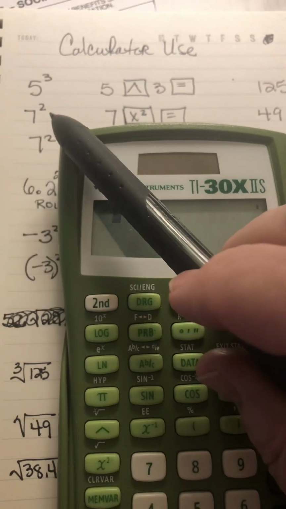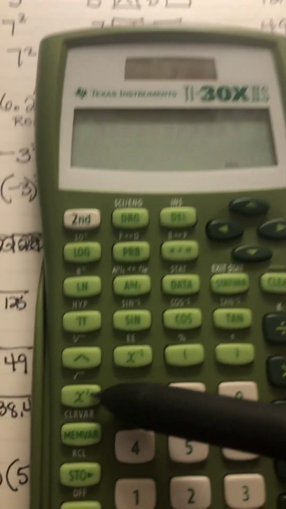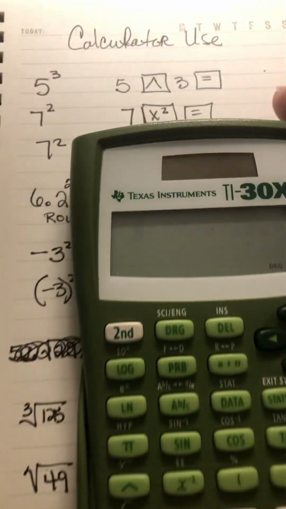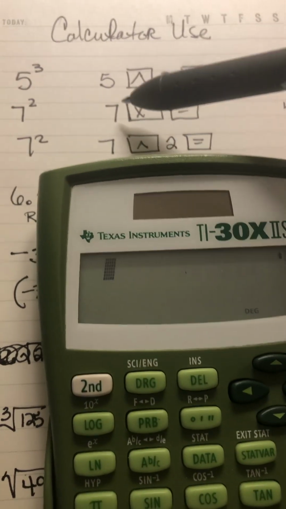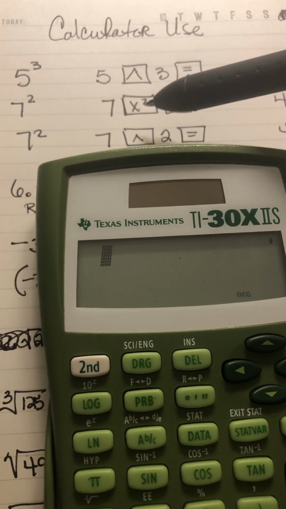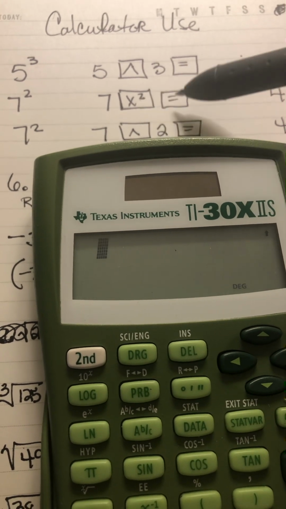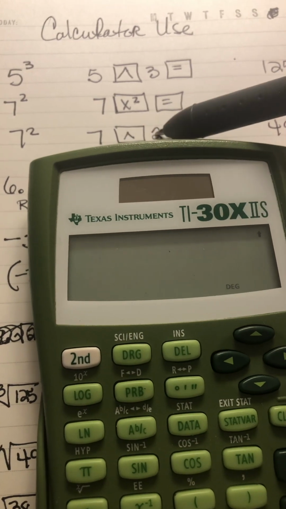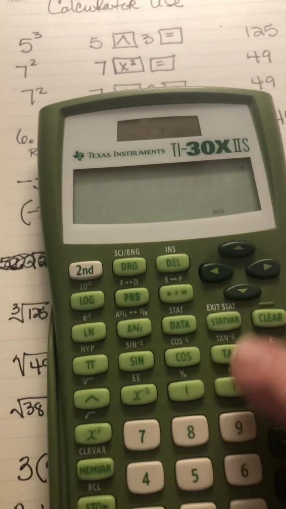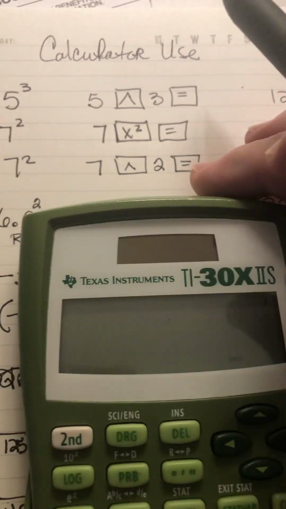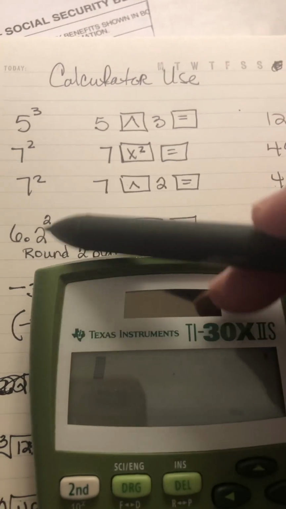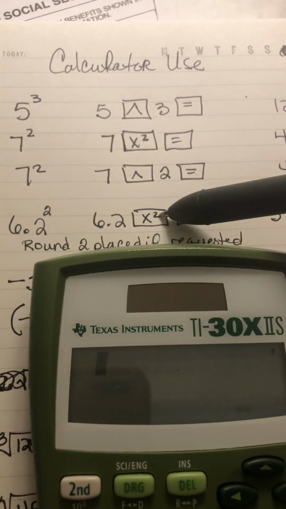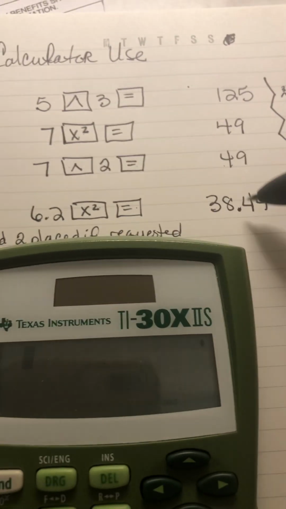So 7 squared. Remember I said you could use this button right here because it has an exponent of 2 on it, or you can use this one. So I have this written 2 different ways that you could put it in your calculator. You could do 7 and then use that x squared button and then hit equals. Or you can hit 7 and use the up arrow and then the 2 and hit equals. Either way, it's going to give you the answer of 49. And here, just to throw one in that has decimals, you do it the same way. 6.2 to the 2nd power. So 6.2, x squared, and hit equals, and it'll give you the answer.